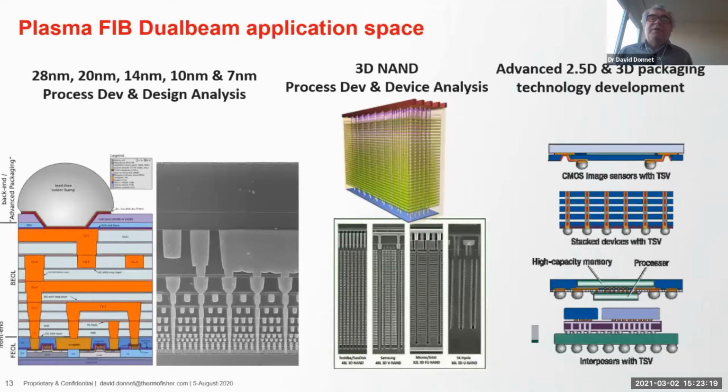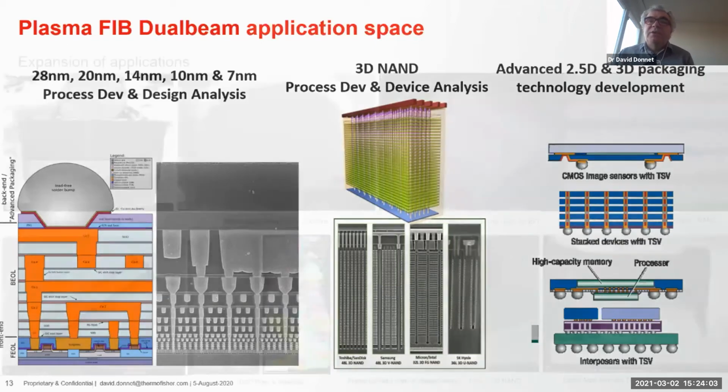So we can split the application space into three: process and design analysis for advanced ICs, where we can make huge cross-sections either of the device or including the package. We can also, and I'll show later, delayer such devices. 3D NAND is really a focus area at the moment, and I'll explain how we are attacking this application space with a special system. And of course, advanced packaging, 2.5D or eventually 3D packaging analysis.